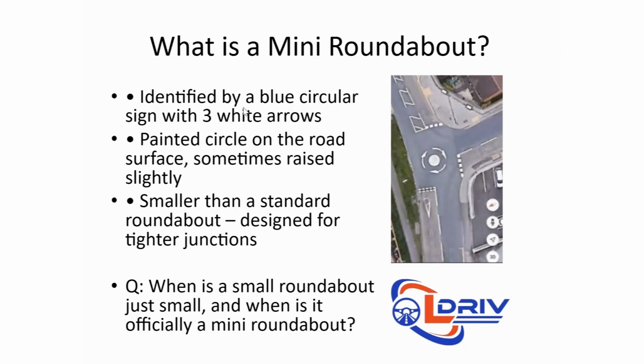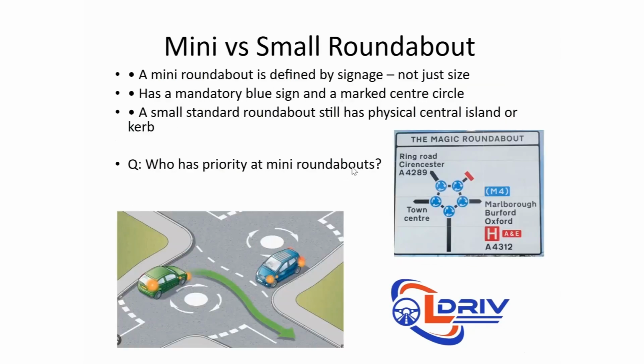Okay, it is identified by the blue circle we saw at the beginning, and that circle is at the roundabout. You normally find a painted circle on the road. You might, as in this image, have a painted circle, or you can have an obstruction in the center, and as long as the sign is there, it is a mini roundabout. It's smaller than a standard roundabout, and it's designed for other junctions. And the question is, when is a small roundabout just small, and when is it officially a mini roundabout? The answer is when you actually have the blue sign.